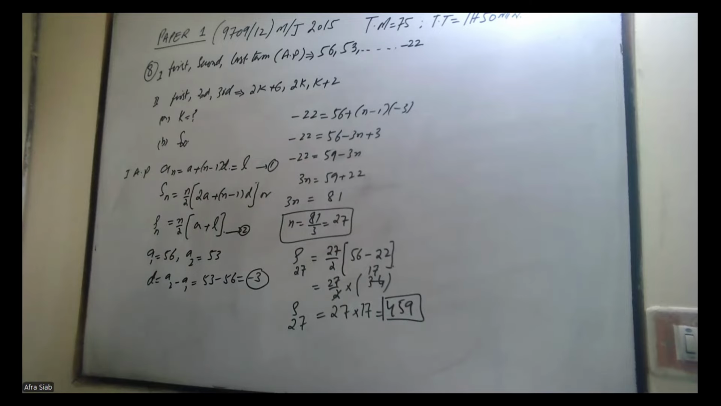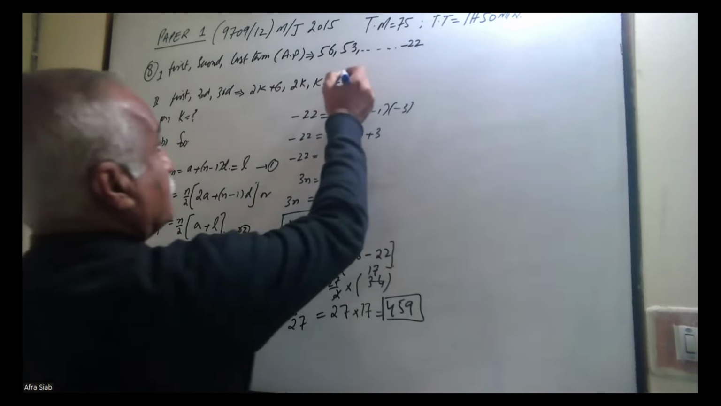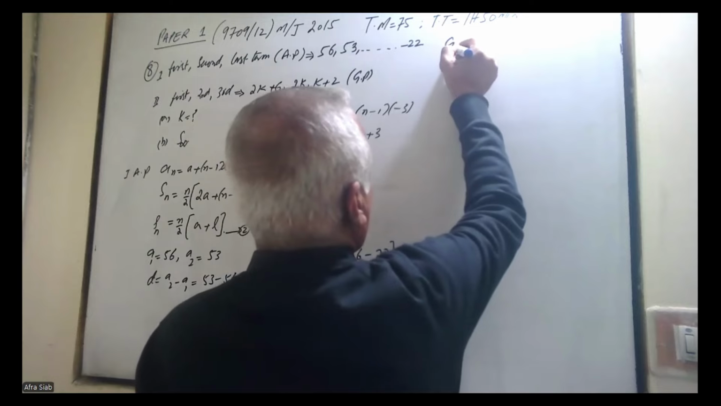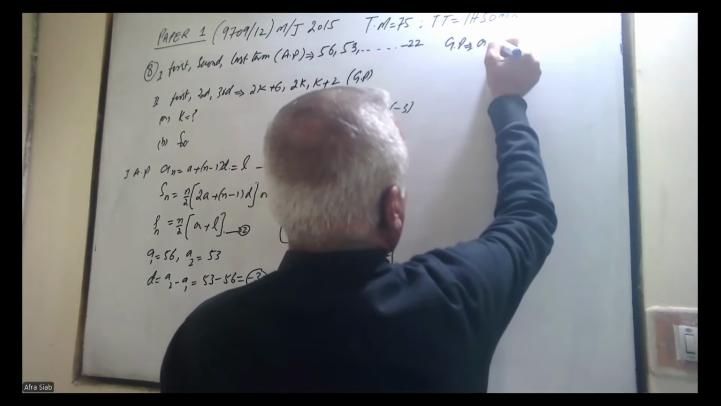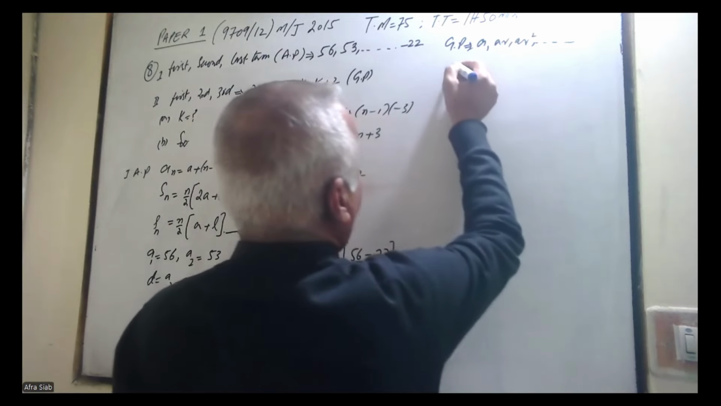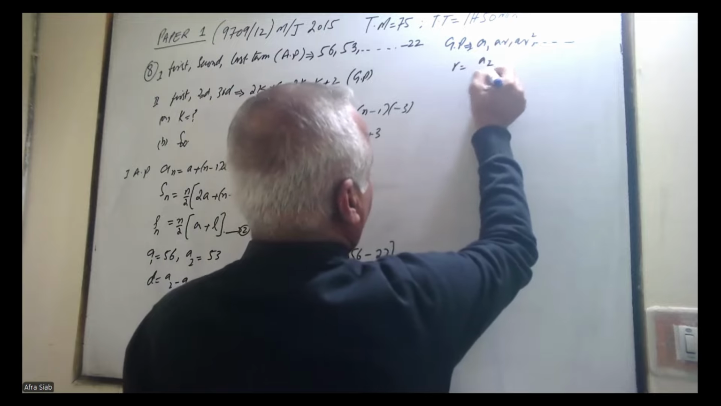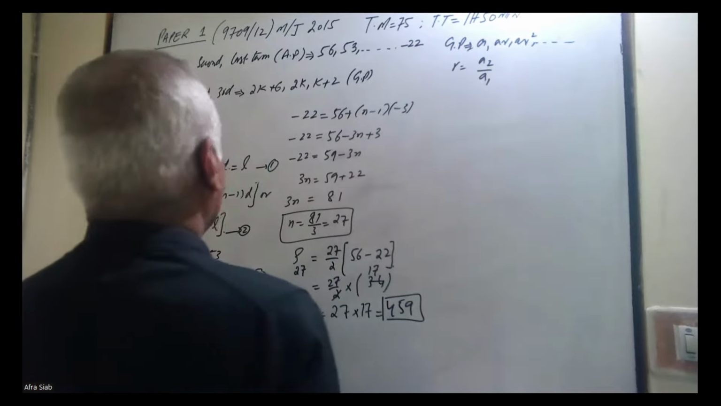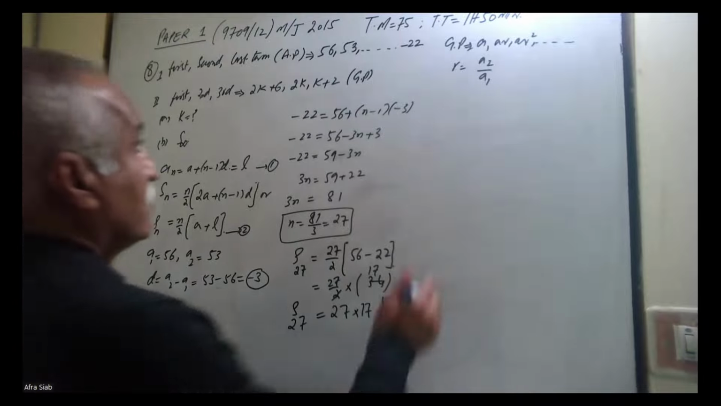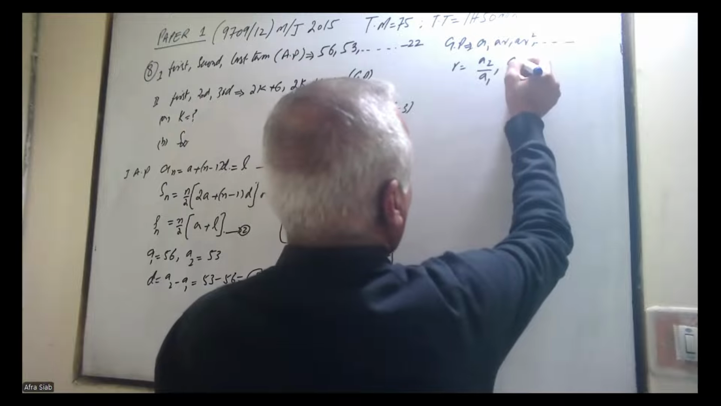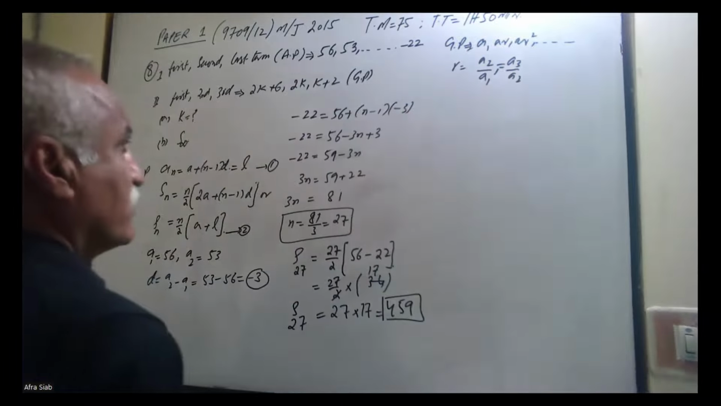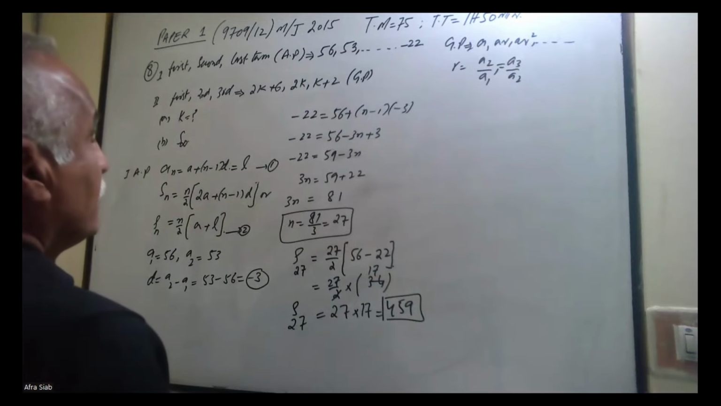The second part is the geometric progression. We know that for a geometric progression, the terms are a, ar, ar square and so on, where r is equal to a2 divided by a1. So they have given this geometric progression of three terms. It is also equal to a3 divided by a2, because these ratios are the same for a geometric progression. So we can use it here.